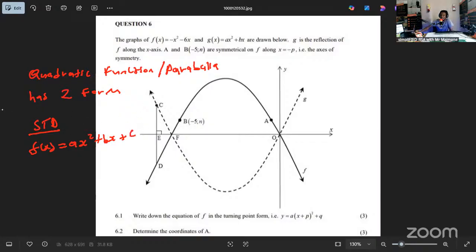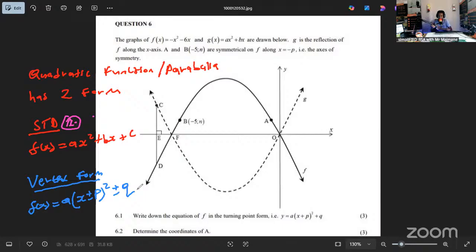And then we have the second, which we call the vertex form. I think you are familiar with this probably. The vertex form is where the very same equation can be represented in the form f of x is equal to a into (x plus or minus p) squared plus or minus q, because there's a possibility of being a plus or a minus. That's how a vertex form looks like.